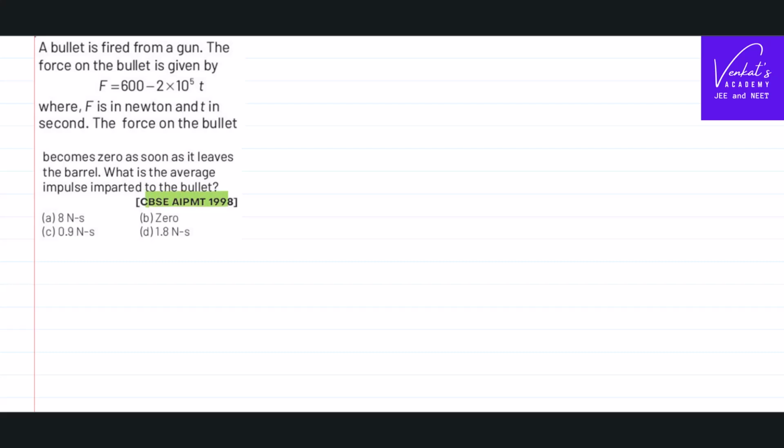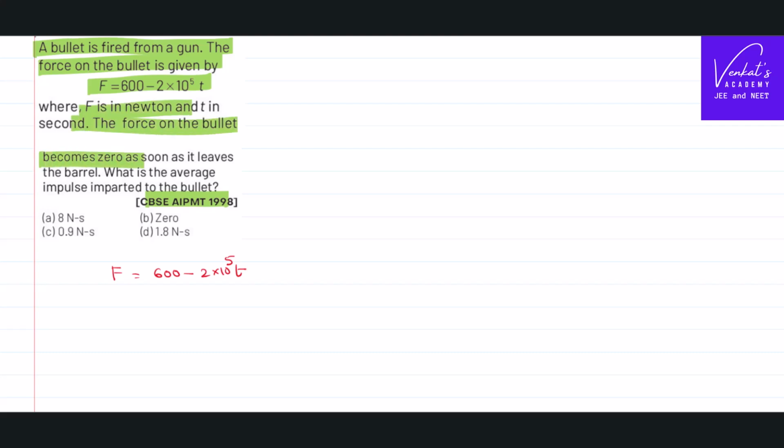The previous AIPMT question from the laws of motion. The problem is like this. A bullet is fired from the gun. The force on the bullet is varying with respect to time. As per the given problem, force is 600 minus 2 into 10 power 5 of t, where F is in Newton and t is in seconds, obviously, right?